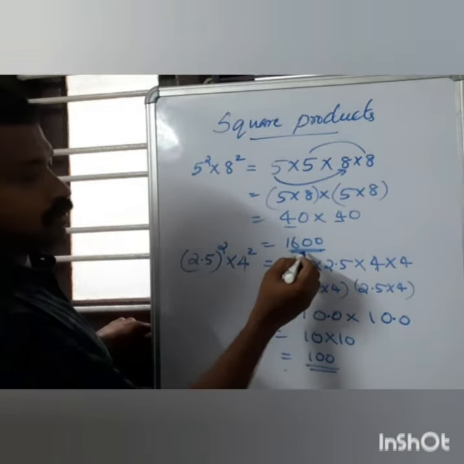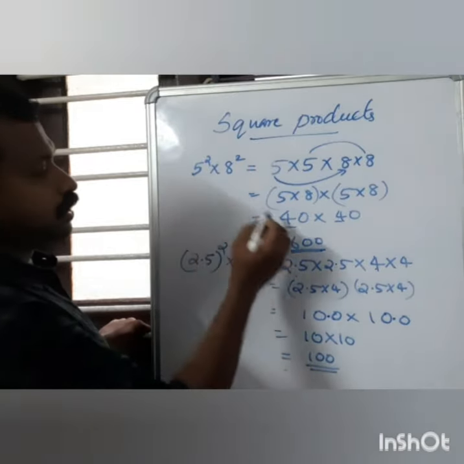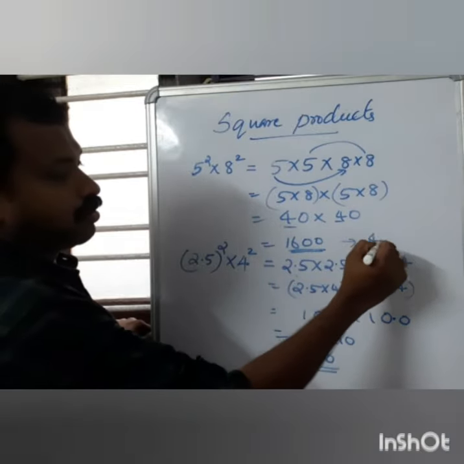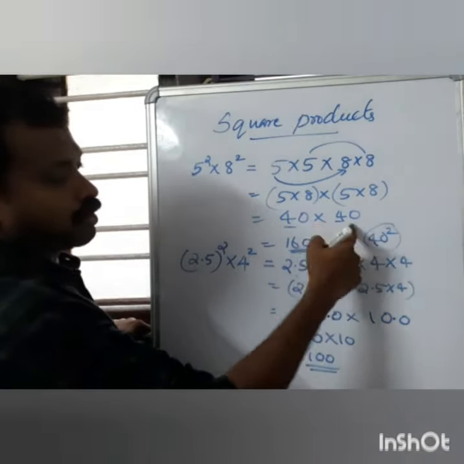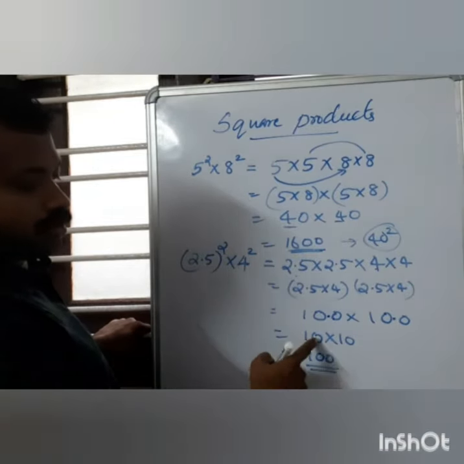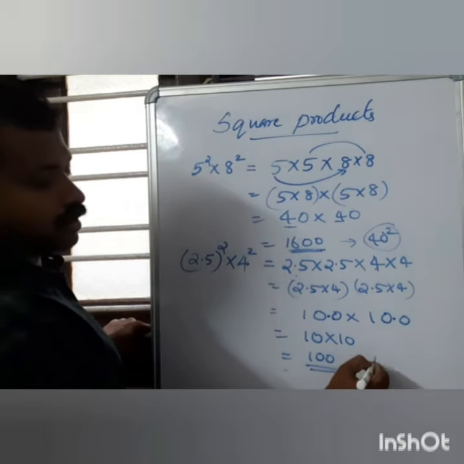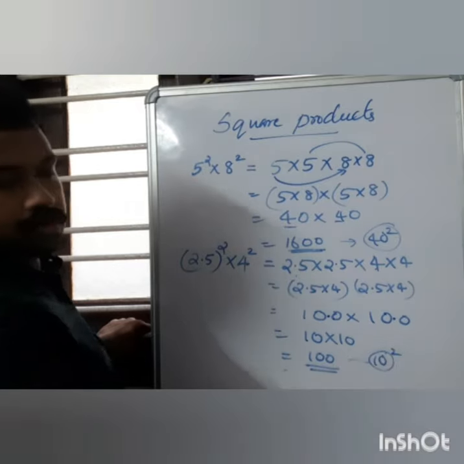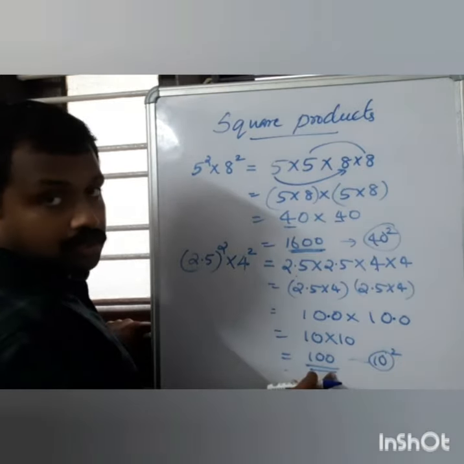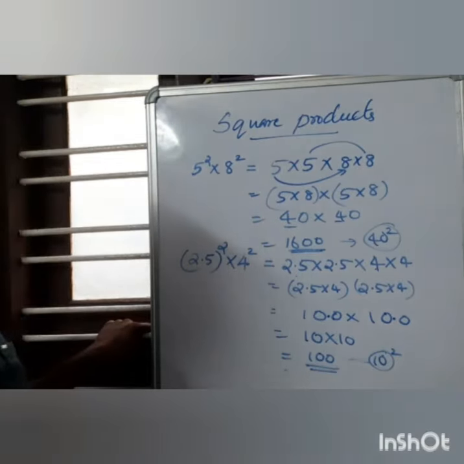And one more thing, if you take the square of two products, we will get the square of the previous. So 5 square into 8 square is 1600, the square of which one? 40 square. 40 into 40 is 1600. Here 2.5 into 4 square is 100. 10 into 10 is 100. So 100 is the square of 10. So you are getting the product as another product of squares.